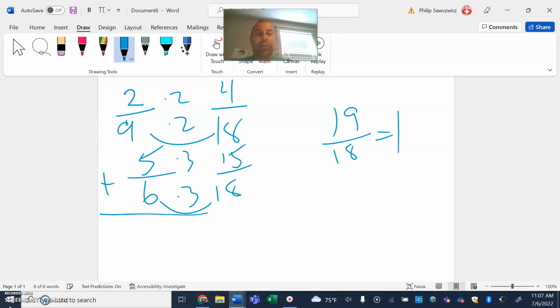So I can take one group out. There's one piece left over. And I was trying to put them in groups of 18. So 1 and 1/18 is our winning answer we're looking at. All right, people. Sorry about the technology, but that gets you through it.